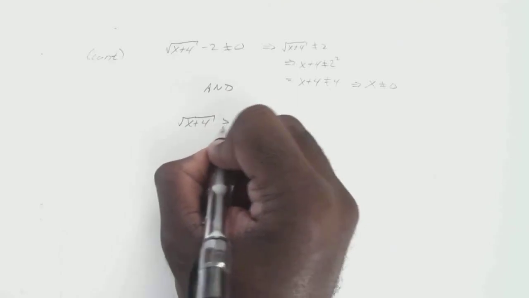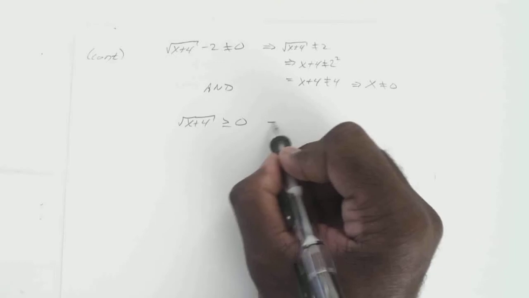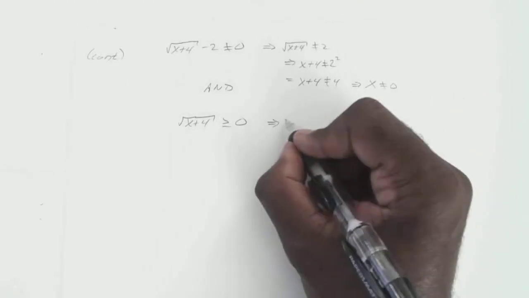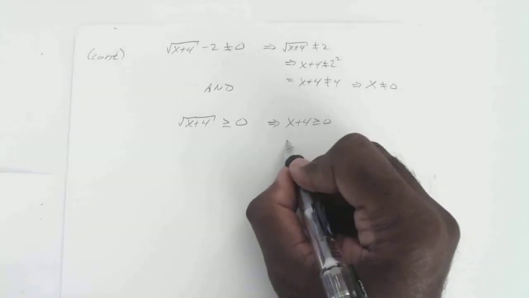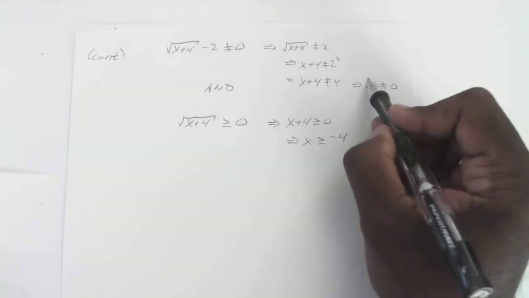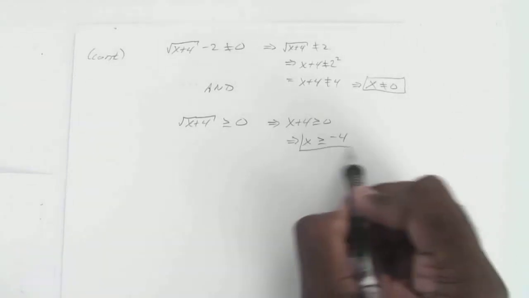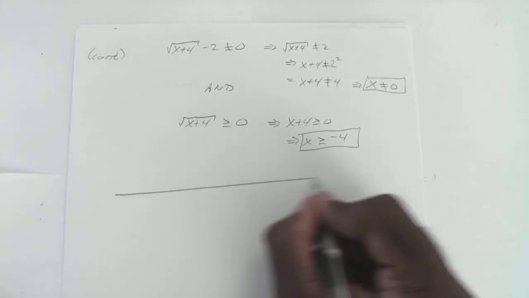Square root of x plus 4 has to be greater than or equal to 0. Which means that if we square both sides, x plus 4 has to be greater than or equal to 0. Which means that x has to be greater than or equal to negative 4. Okay, so we have our two actual composition domain terms.